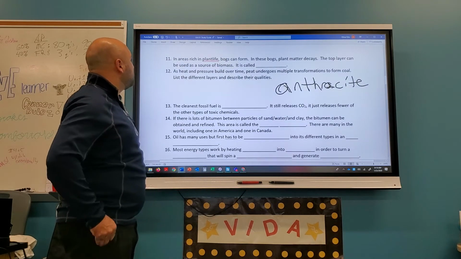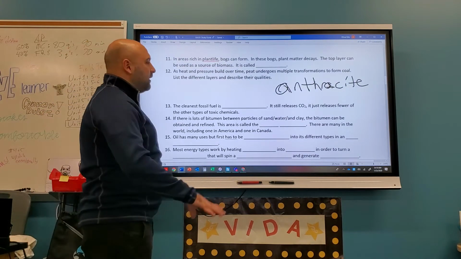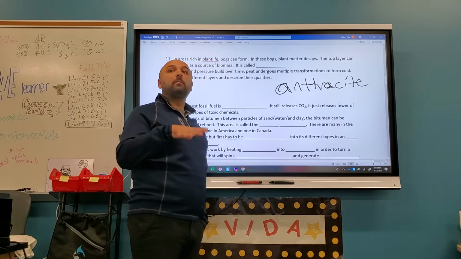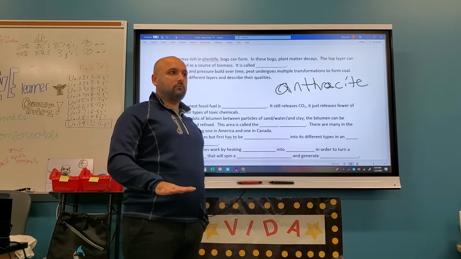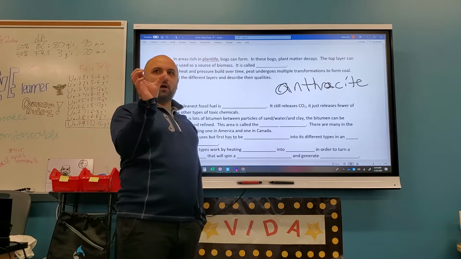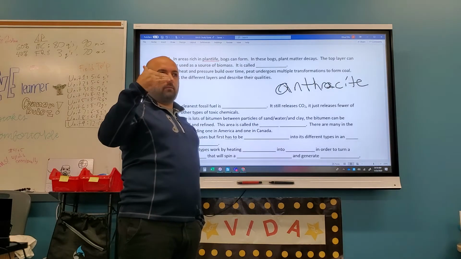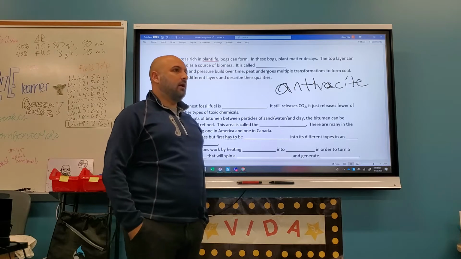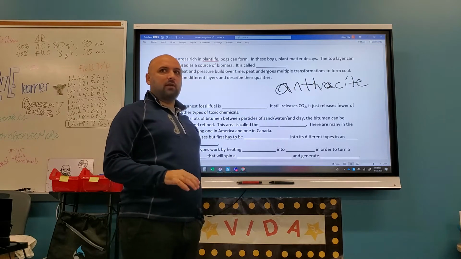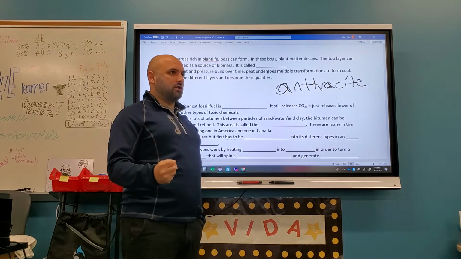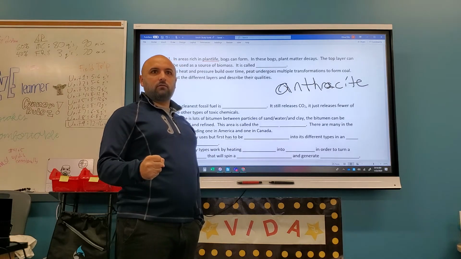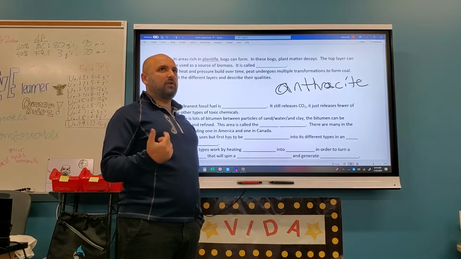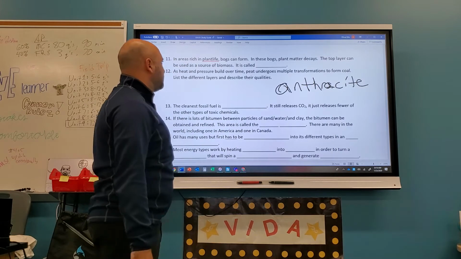In areas rich in plant life, bogs can form. What do you call that plant matter on the top? Peat, and then the layer below? Lignite. So from small words to big words: peat, lignite, bituminous, then anthracite. Which one's the best one? Anthracite, because it has the most concentrated energy. Which one has the worst? Peat. And bituminous can be used for tar and stuff like that.